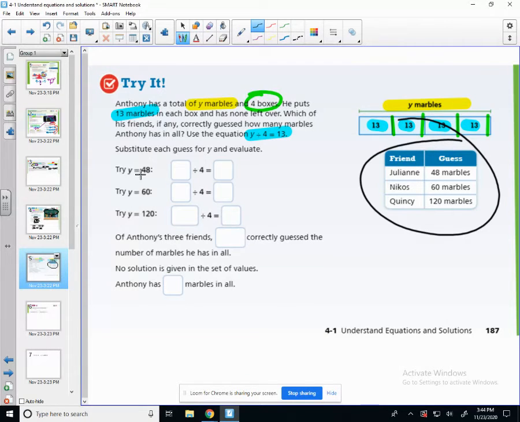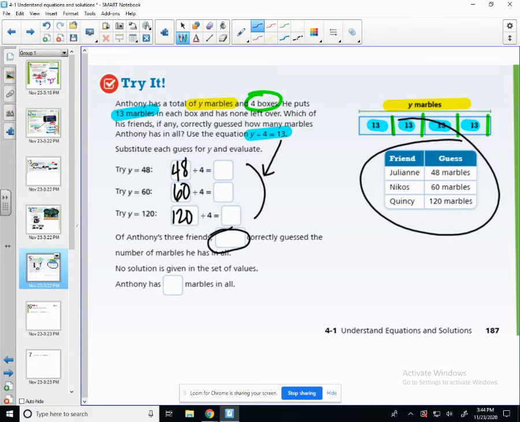All right, so we're going to try Y is 48. So put 48 in the box, and your answer is, put 60 in the box, and your answer is, put 120 in the box, and your answer is. Now, if any of these were right, then one of those answers would have had to be 13. Are any of those answers 13?